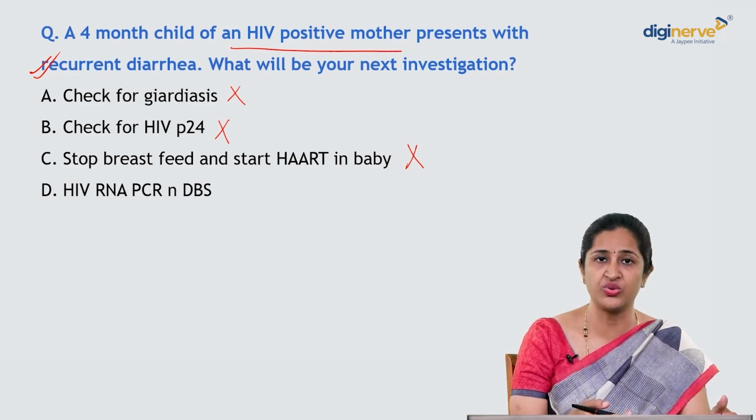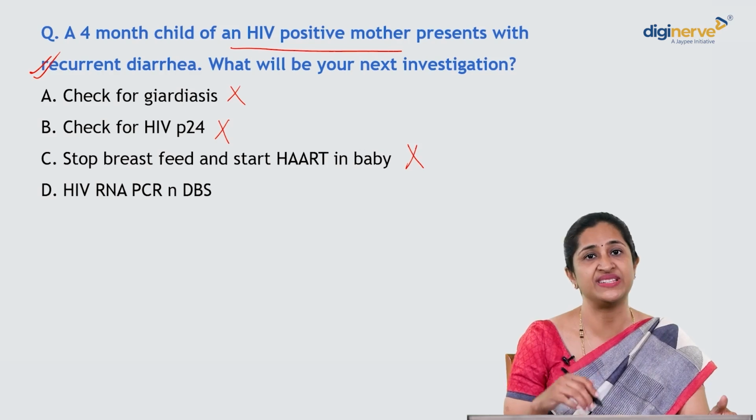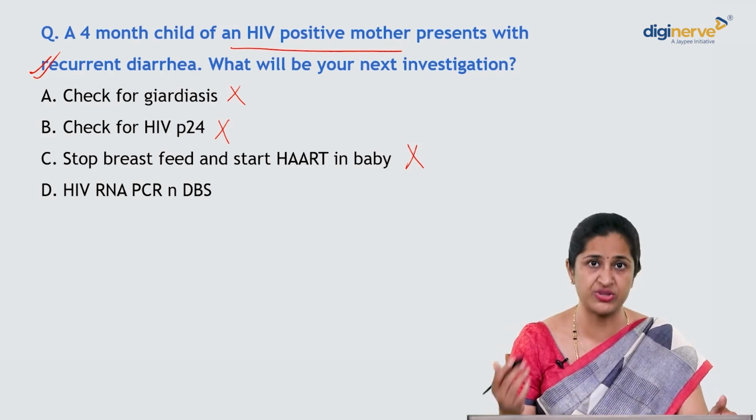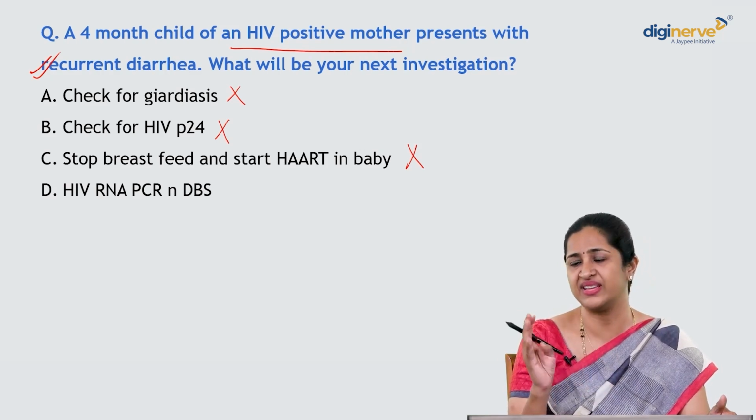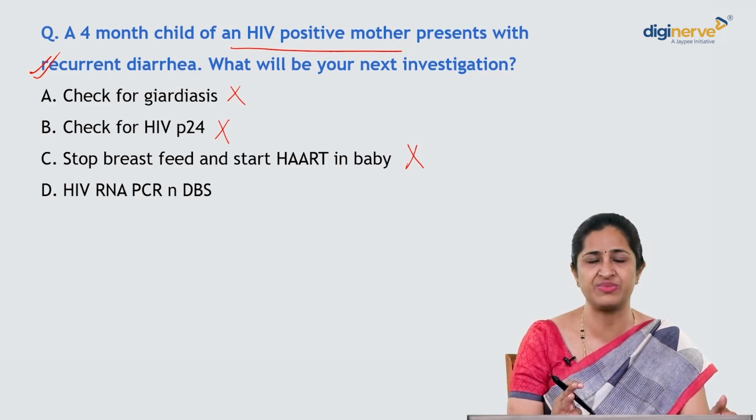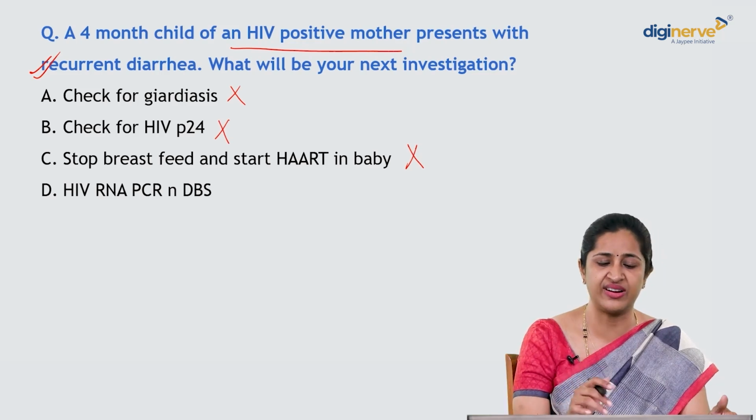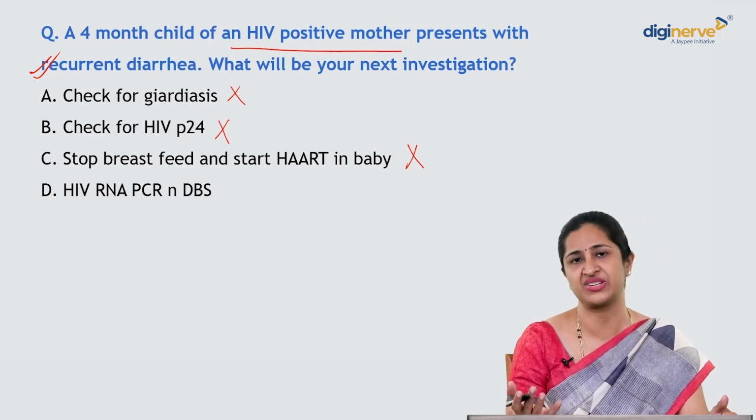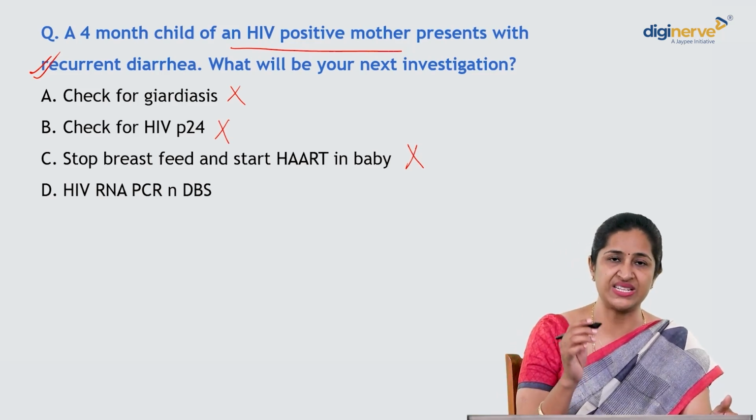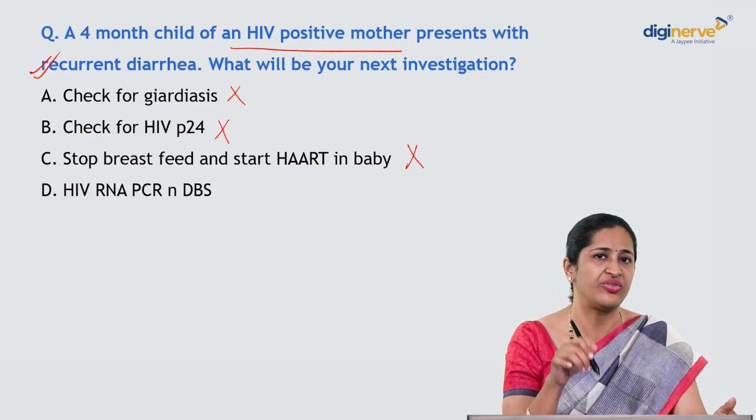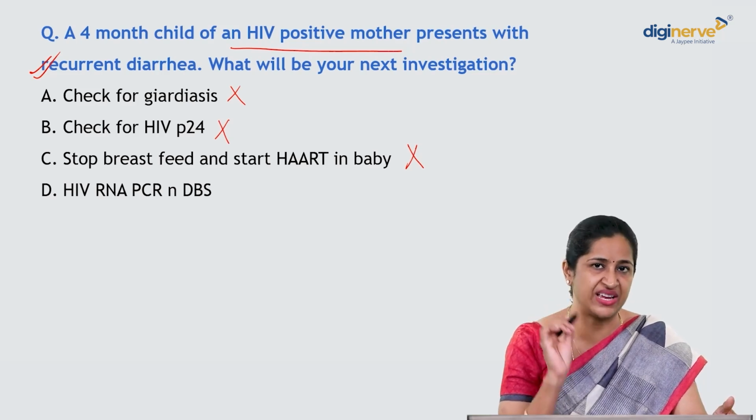So what we are going to do is see whether the child is HIV positive, and so whether this is an opportunistic diarrhea, or just recurrent diarrhea, either because of unsterile replacement feeding, or because of any other infection which can occur in small babies even though the child is breastfed. So the diagnosis we want to find out is the child's HIV status.